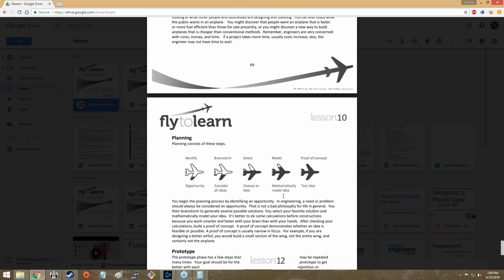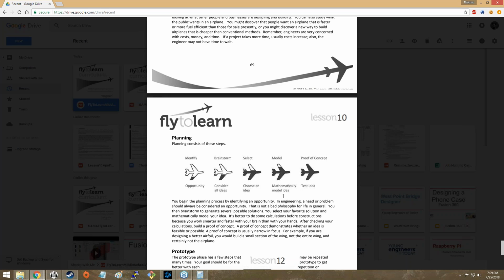But here's the planning stage in the engineering process. We've got identify opportunities, brainstorm ideas, select an idea that seems the most promising, model that idea, at least mathematically, and then test the idea. So as the explanation says down here, you may begin the planning process by identifying an opportunity. In engineering, a need or a problem should always be considered an opportunity.